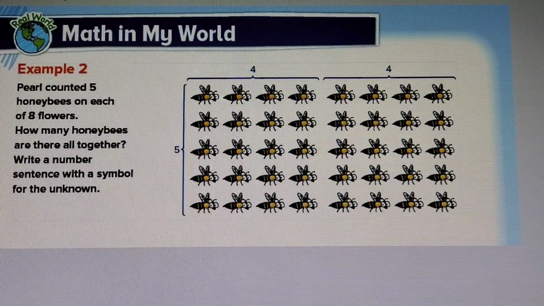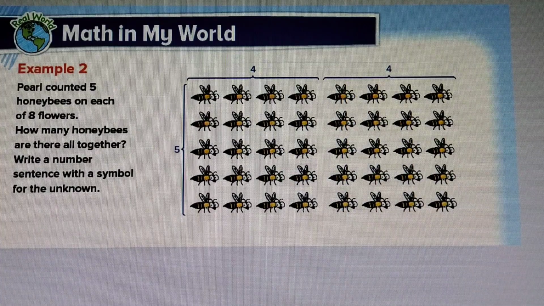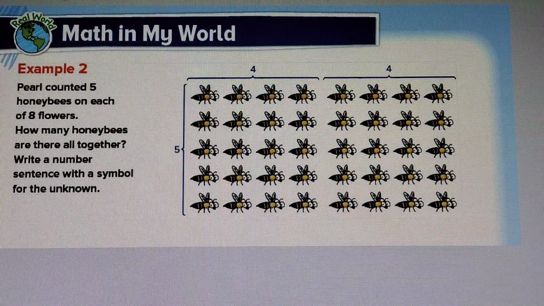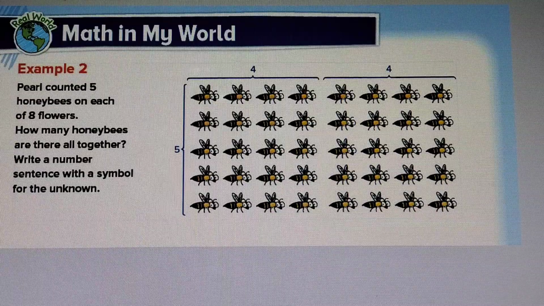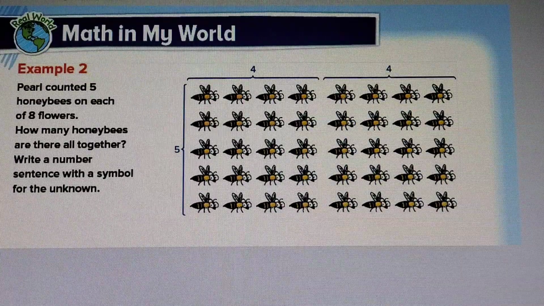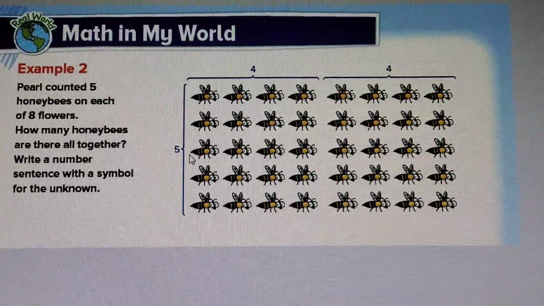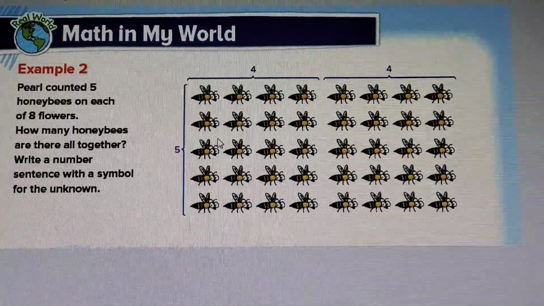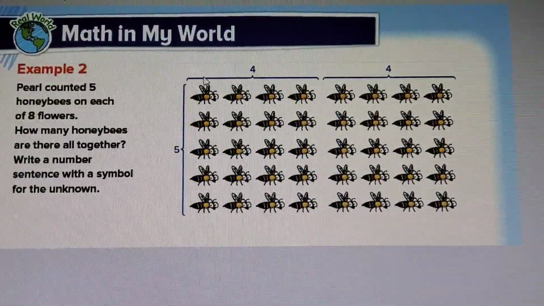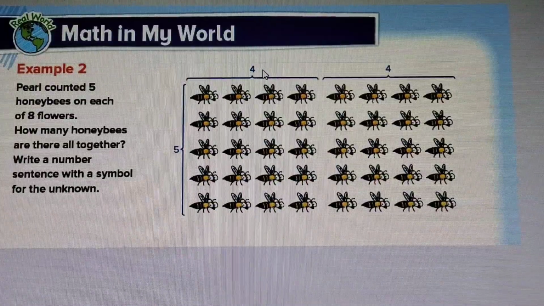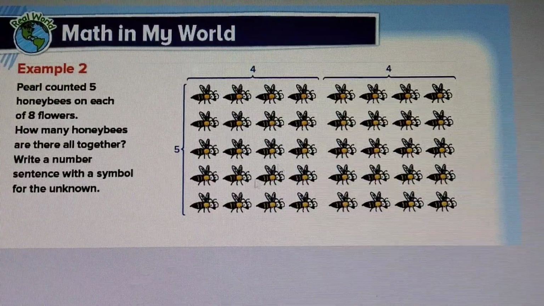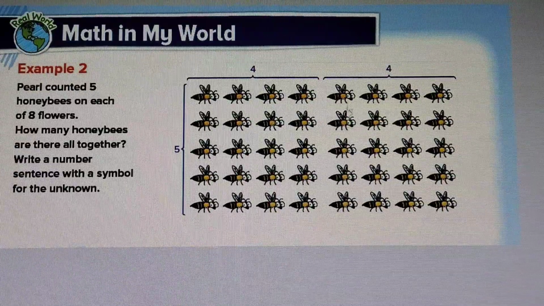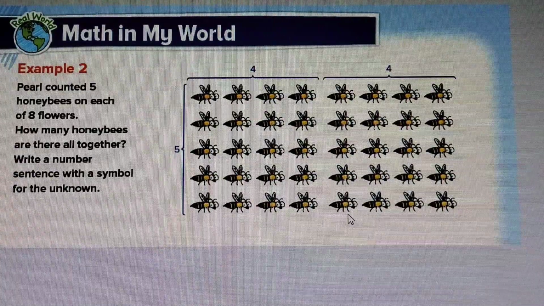Math in My World, Example 2. Pearl counted 5 honeybees on each of 8 flowers. How many honeybees are there altogether? Write a number sentence with a symbol for the unknown. When you look at this array, and they've made an array with bees instead of squares or dots, you can see that they have decomposed 8 into 4 plus 4. So here you have an array of 5 times 4, and here you have another array of 5 times 4.